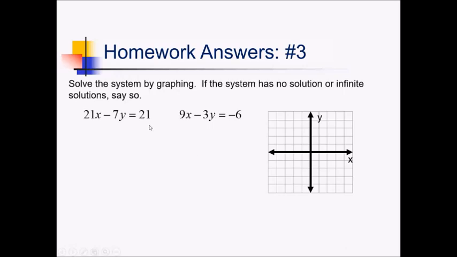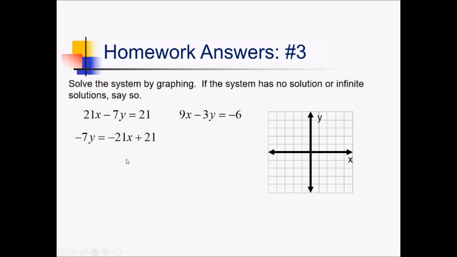In order to solve this system of equations by graphing, I have to graph both of these out and see where they cross, if anywhere. So to do that, I actually want to put them in y equals mx plus b, or slope-intercept form, first. That'll make them easier to graph. To do that, I basically just have to get y by itself in each of these. So for this first one, I'm going to subtract 21x to the other side. So I'll have negative 7y equals 21 minus 21x, or actually I'm going to write it negative 21x plus 21. I just like having that x first.